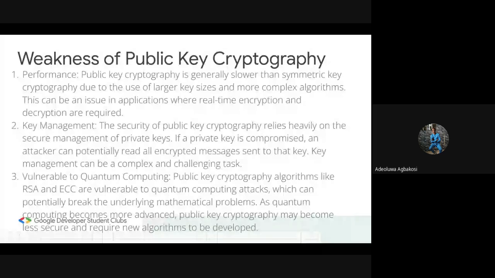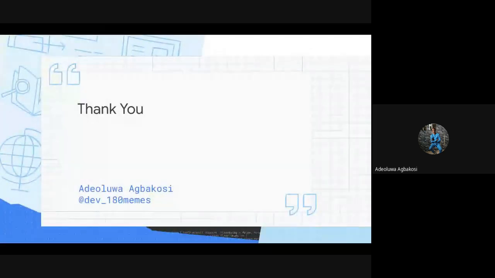Now, public key cryptography algorithms are vulnerable to quantum computing. Algorithms like RSA and ECC are vulnerable to quantum computing attacks, which can potentially break the underlying mathematical problem. With quantum computing, you can solve some very complex mathematical problems. So as quantum computing becomes more advanced, public key cryptography may become less secure and require new algorithms to be developed. Now, that is all with public key. That's all on introduction to cryptography.